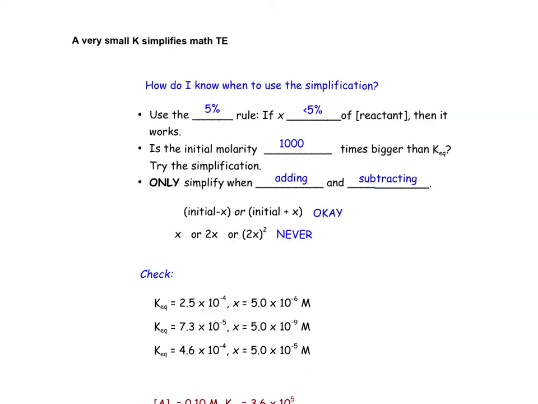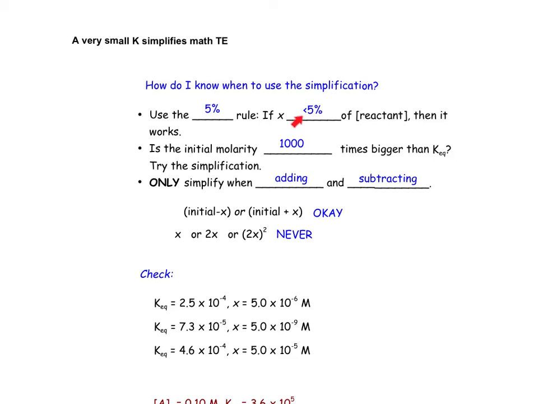Now, how do we know when we can use the simplification? Well, first, we're going to use what's called the 5% rule, meaning if the x we end up with is less than 5% of the initial amount of reactant, then it works. Why does it work? Because equilibrium constants are typically plus or minus 5%. So that's within the error of the equilibrium constant.